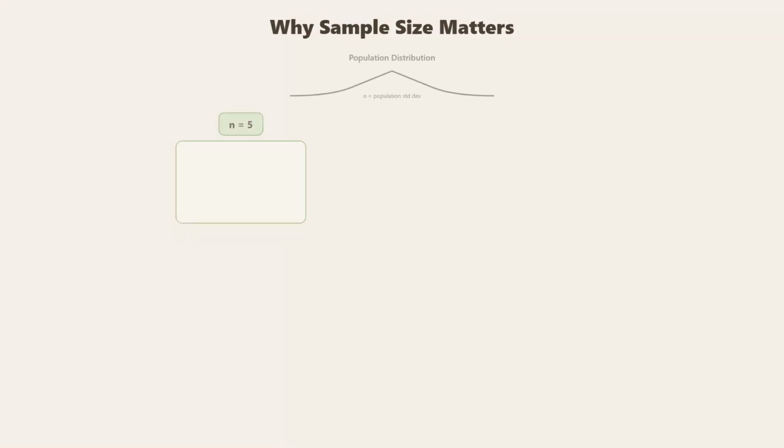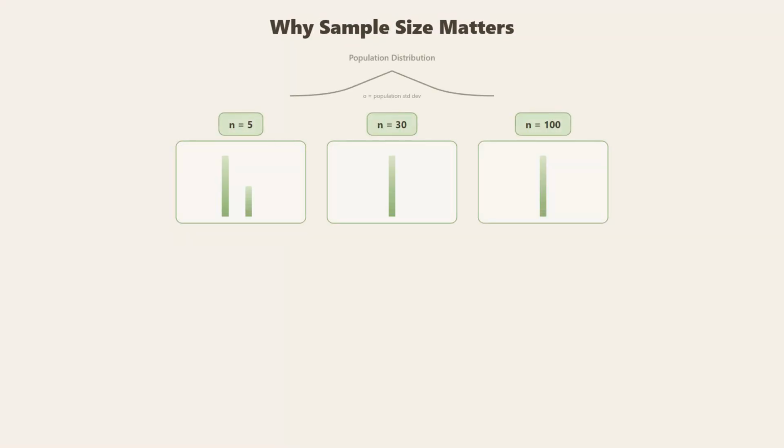Let's talk about sample size, because this is where CLT becomes practical. Look at what happens when we vary n, the number of observations in each sample. With just 5 data points, our sample means are all over the place, a wide, uncertain distribution. Increase to 30 and the distribution tightens significantly. At 100 samples, it becomes remarkably narrow.